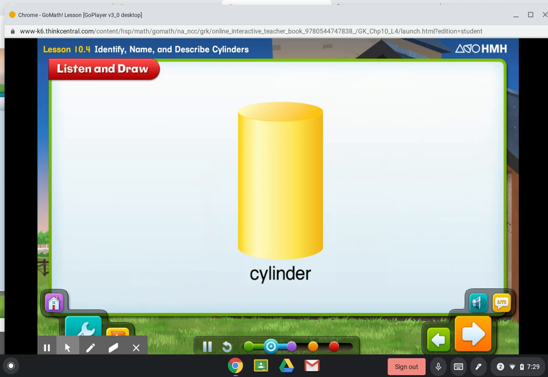A cylinder has two flat surfaces that are the same size. Click the shape to see one of the flat surfaces. I'm going to click on the top flat surface. You can see the flat surface at the top of this cylinder, but the flat surface at the bottom is hidden. A cylinder also has a curved surface. The curved surface goes all the way around the cylinder.